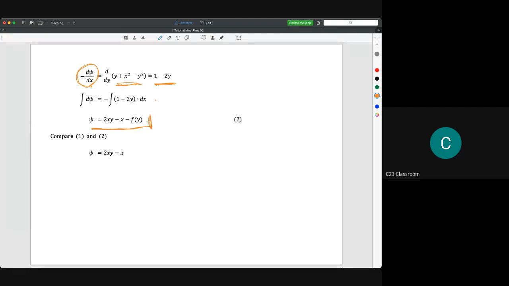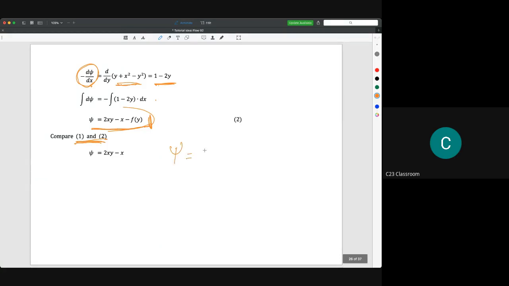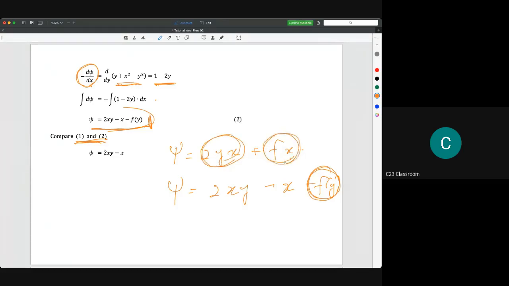What I want to show here is that there is another method to get the final terms for psi, by comparing equation 1 and equation 2. We have psi here as 2yx plus f(x), and another psi here, which is 2xy minus x minus f(y). So here we assume that this f(y), the function of y, is actually this term, and this f(x) is actually this term. Then finally we could say that the final psi is equal to 2xy minus x.